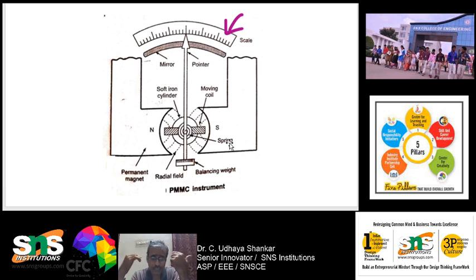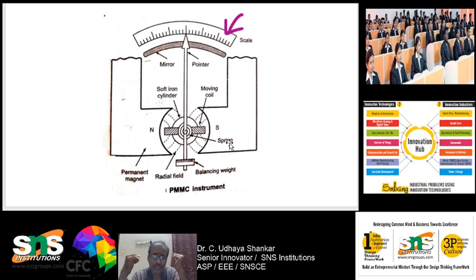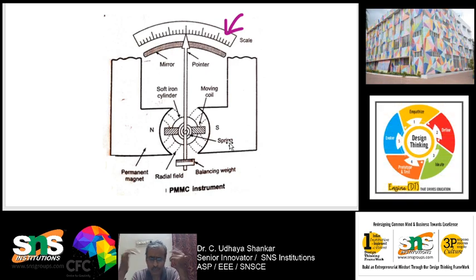So if you use the PMMC instrument in high temperature zones, the permanent magnetic field will get disturbed, and because of which the point of deflection also will get changed. Okay, and also the spring which is attached, it is also going to weaken due to aging and temperature. So these are all some of the errors which are possible.